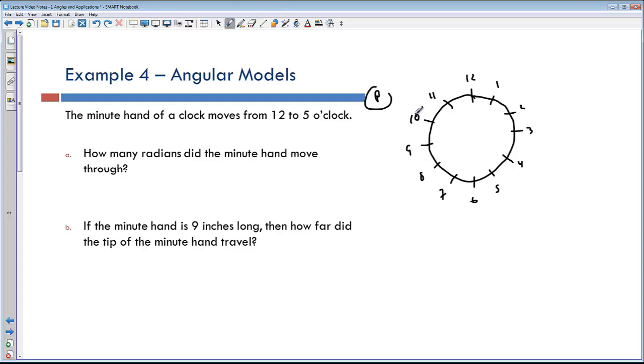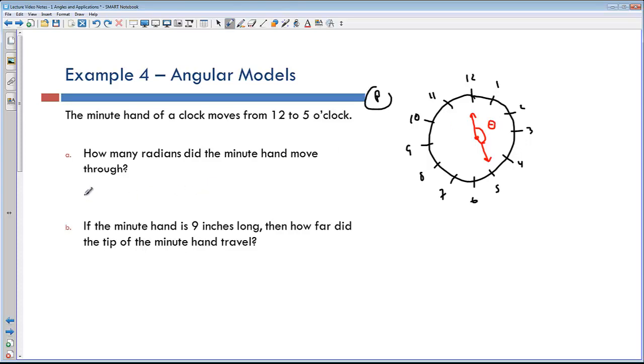And what happens is it says the minute hand, we'll just put the minute hand right here, moves from 12 right here down to 5 right there. And it passes through some angle, clearly. And we want to find what that angle actually is. So we can label this if you want. Sometimes we'll call angles theta.